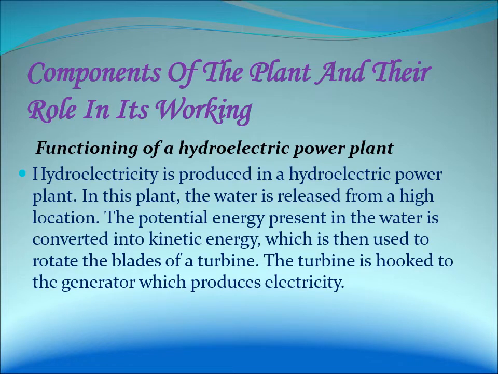Let us see the components of the plant and their role in its working. Functioning of a hydroelectric power plant. Hydroelectricity is produced in a hydroelectric power plant. In this plant, the water is released from a higher location. The potential energy present in the water is converted into kinetic energy, which is then used to rotate the blades of a turbine. The turbine is hooked to the generator, which produces electricity.